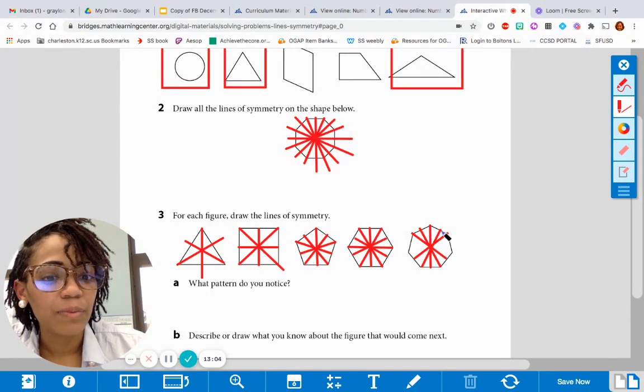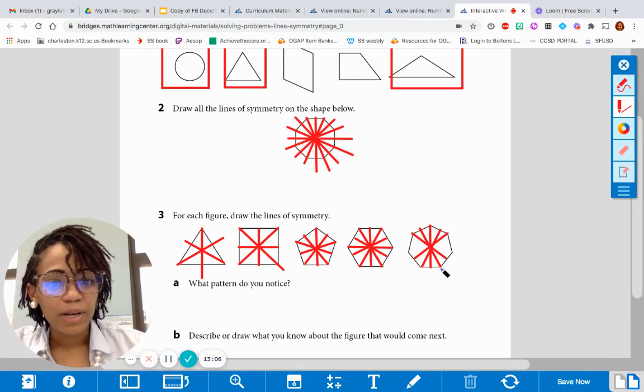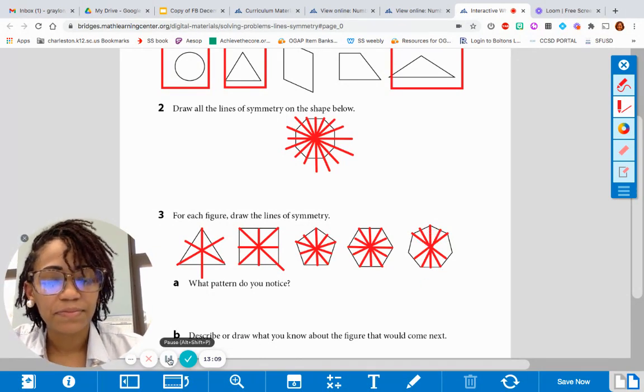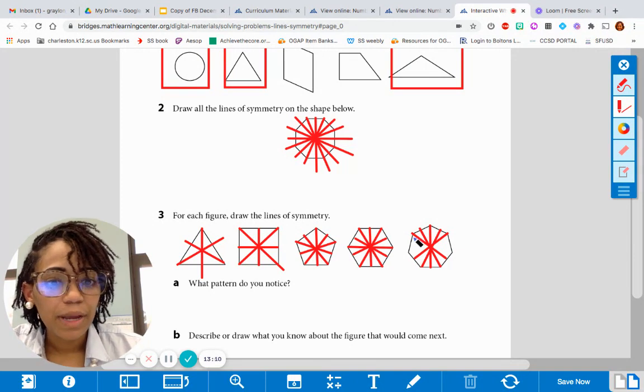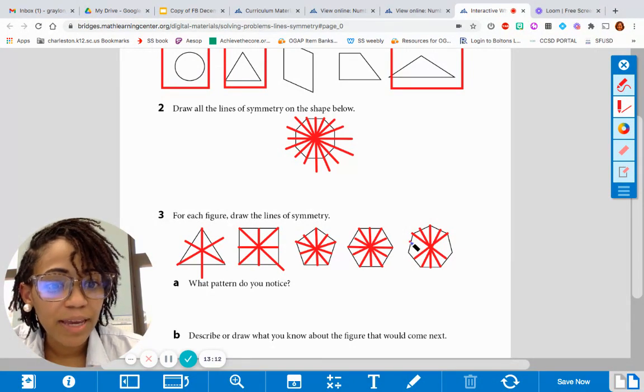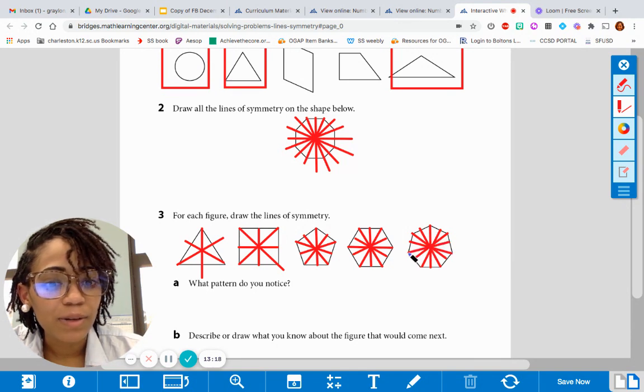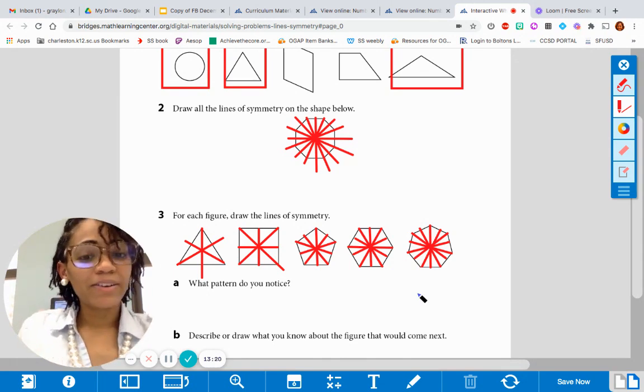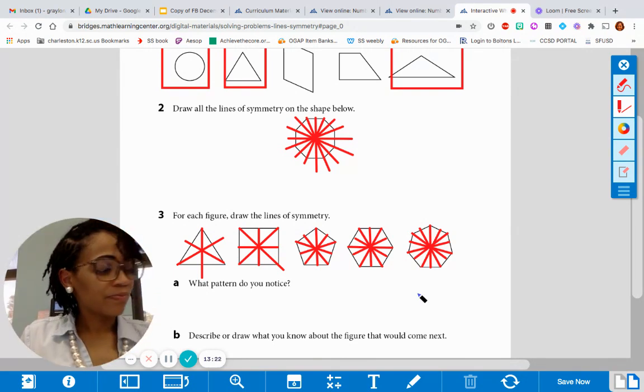We got 5 so far. 1, 2, 3, 4, 5. What else can we do? Right, we have another halfway mark in between 2 corners that can go to this corner. And halfway to this corner. So our pattern is holding true.